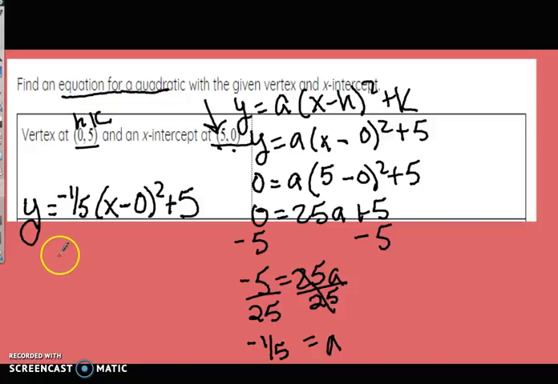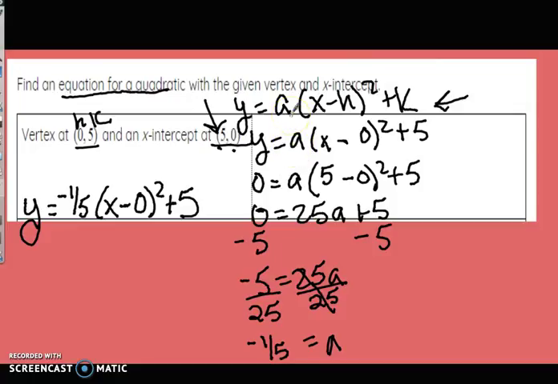Hey, that's an equation, right? I have A, H, and K. So let's take a big step back and walk through how we just did this. I started off in vertex form. I didn't even have anything. I just wrote out vertex form, right? Y equals A, X minus H squared plus K.